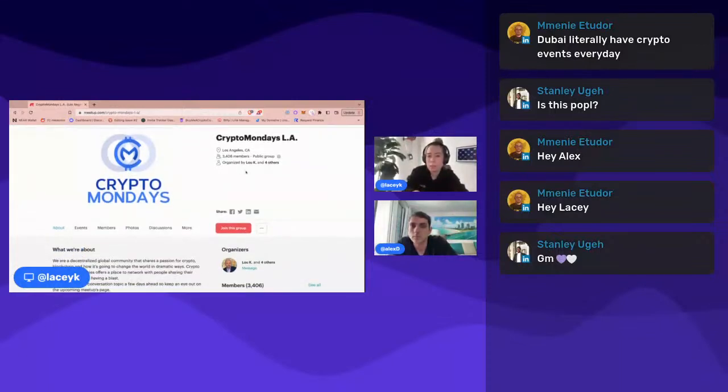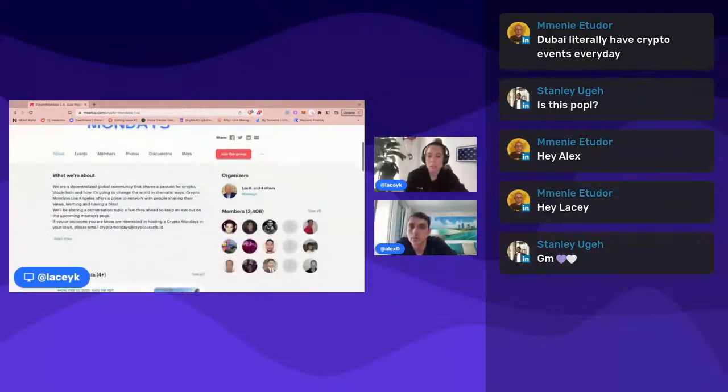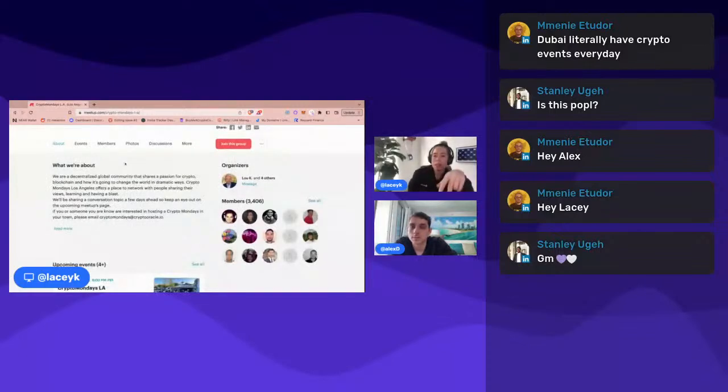And this is a massive group. There's 3,400 people a part of this group. And I know with Crypto Mondays, they bring in new speakers. They host it at different places. Sometimes it's a brewery or a coffee shop or cocktails. It's usually in the evenings.